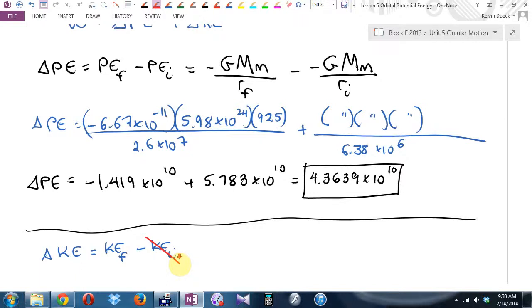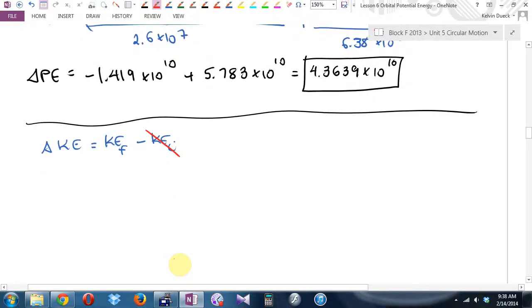Hey, kinetic energy. I've been doing that since Physics 11. What's the equation for kinetic energy? A half mv squared. Which v? I think that. Right? Did they give me the mass? Yeah. Did they give me the orbital speed?